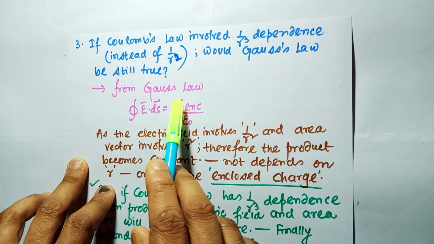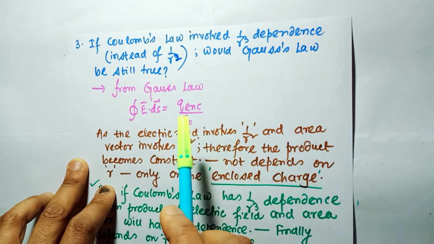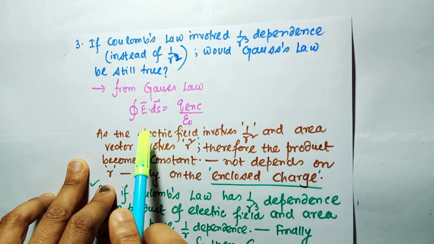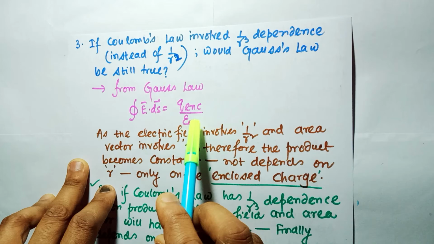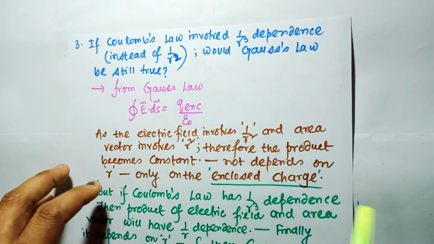From Gauss's law, as we all know, the closed surface integral of E dot dS depends only on the charge enclosed divided by epsilon naught. So this is the closed surface integral. The flux coming out of a closed surface is proportional to Q enclosed, only the charge enclosed by the Gaussian surface.